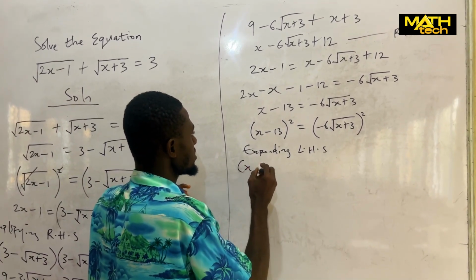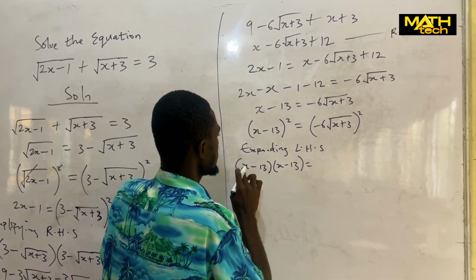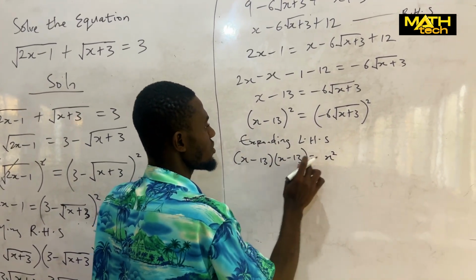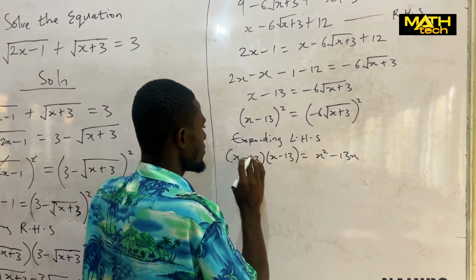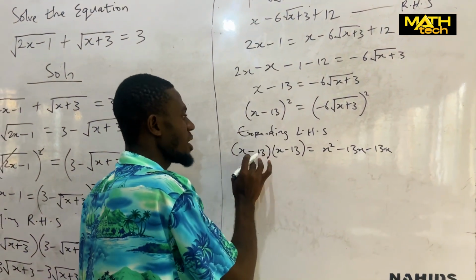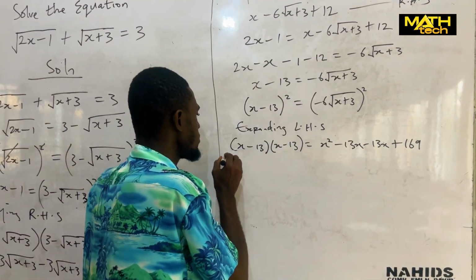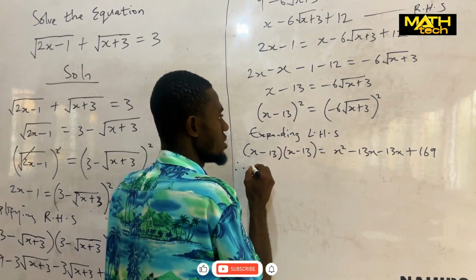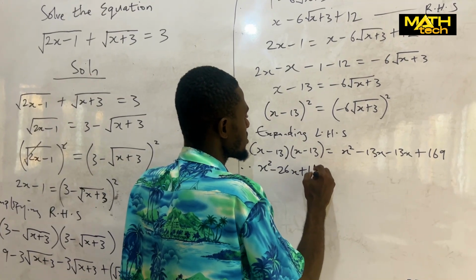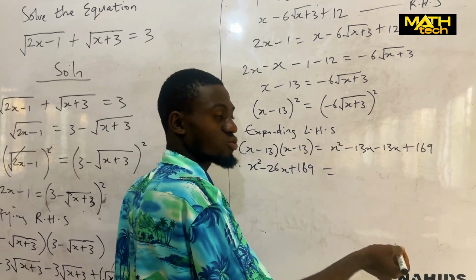we have x minus 13, x minus 13, and we use the first bracket to multiply the second bracket: x times x is x squared, x times minus 13 will be minus 13x, minus 13 times x will give us minus 13x, minus 13 times minus 13 will give us plus 169. Simplifying this, our left hand side will be x squared minus 26x plus 169, and for our right hand side, minus 6 squared will give us what?